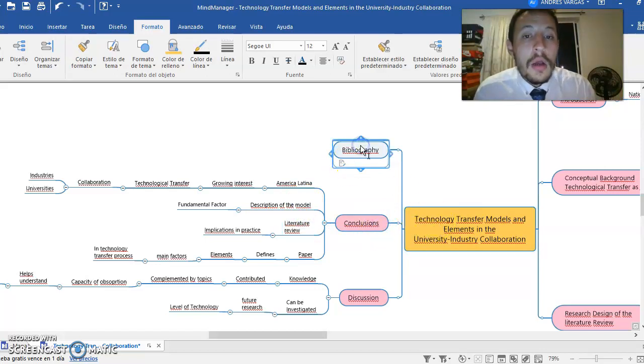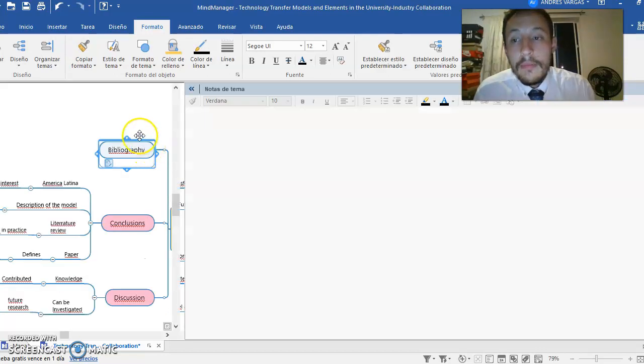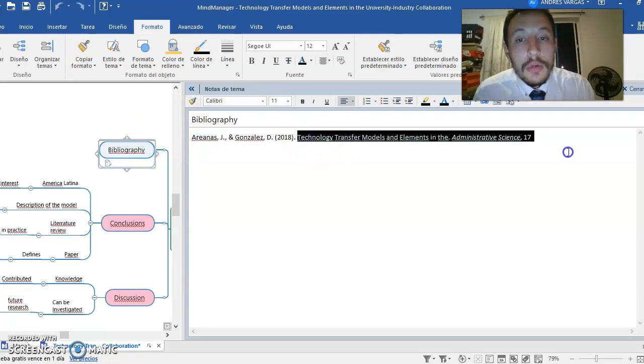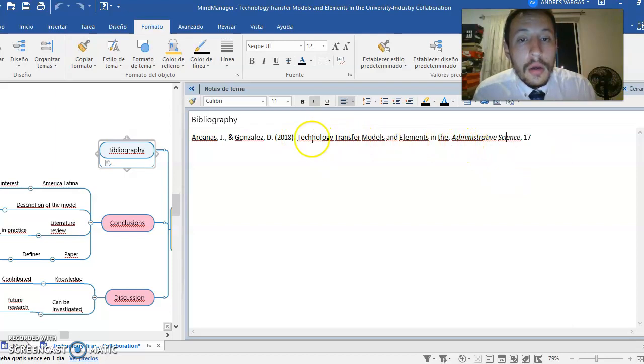Also, we're going to check out the bibliography. We already have here the documents that were shared by the teacher on technology transfer models and elements, which was made by Arenas and Gonzalez.